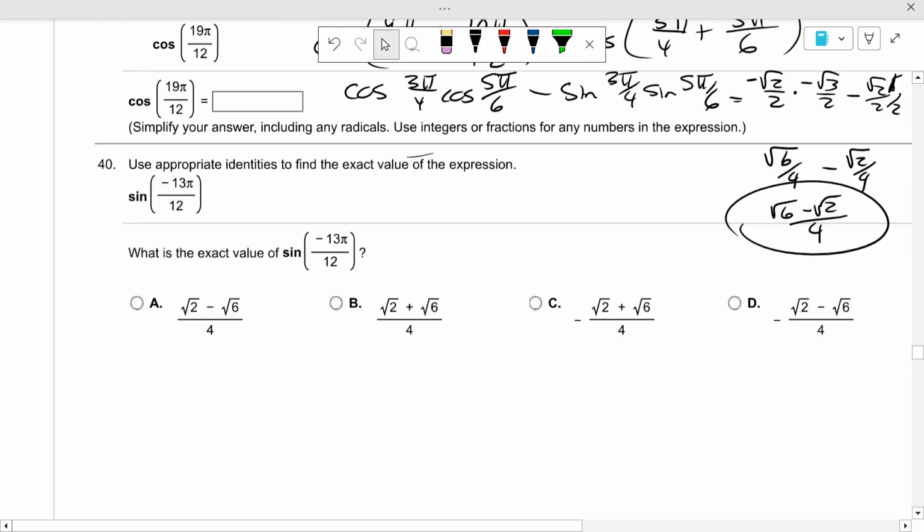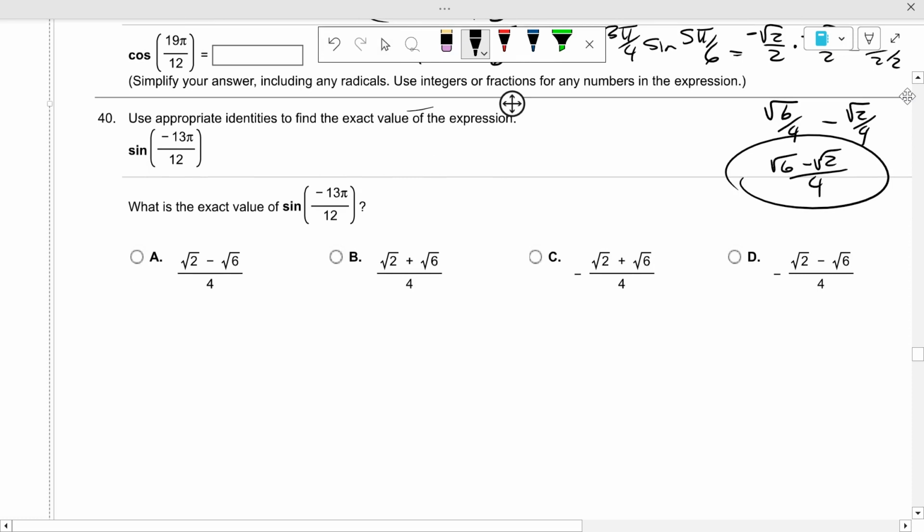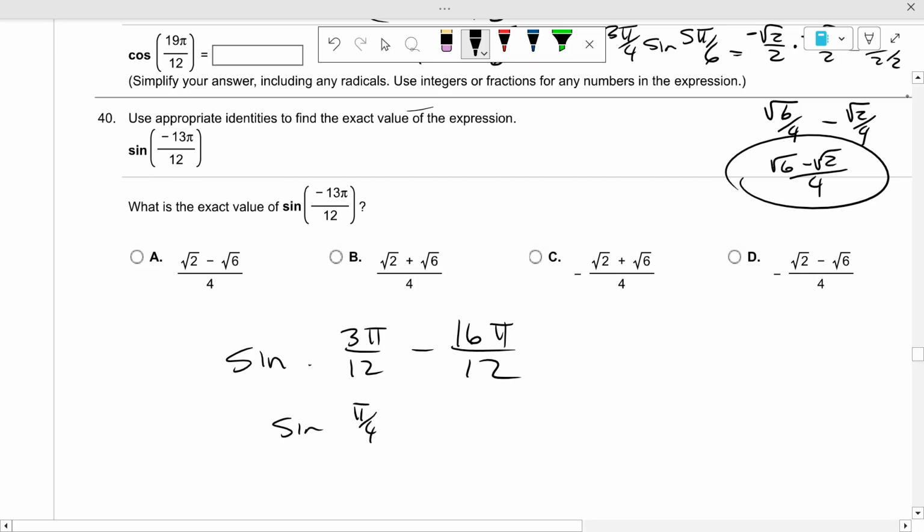And the last one, negative 13 pi over 12, is the sine of 3 pi over 12 minus 16 pi over 12. So it's the sine of pi over 4 minus 4 pi over 3. Isn't that all the same problem? What do you mean? I don't know what you mean. It's the same problem, and you're just supposed to circle your answer. No, you have to work it out, Ryan.